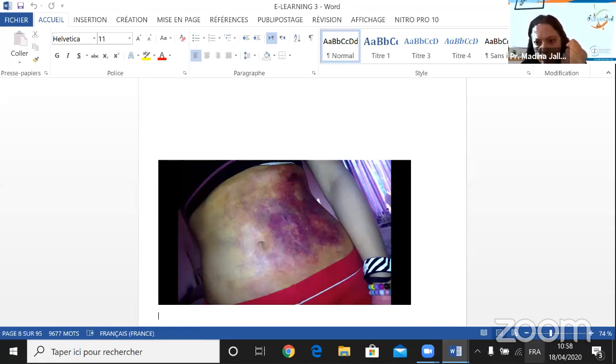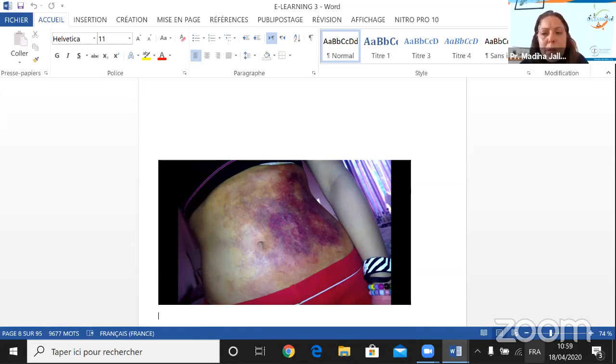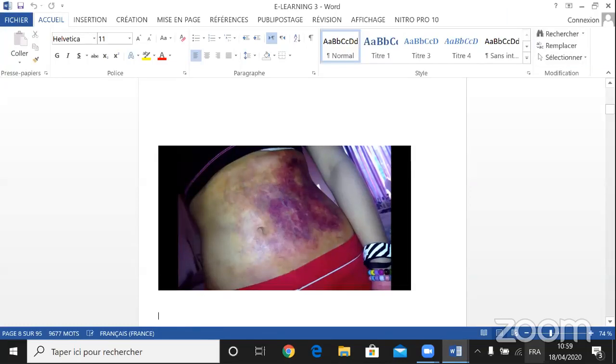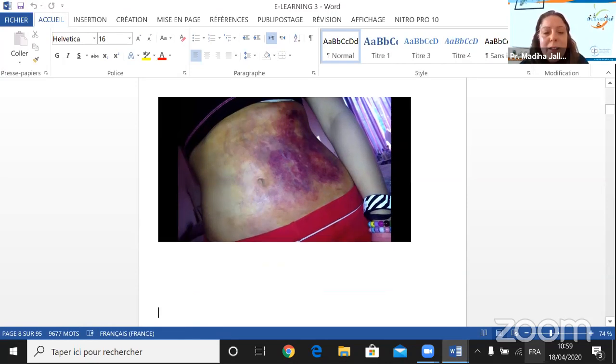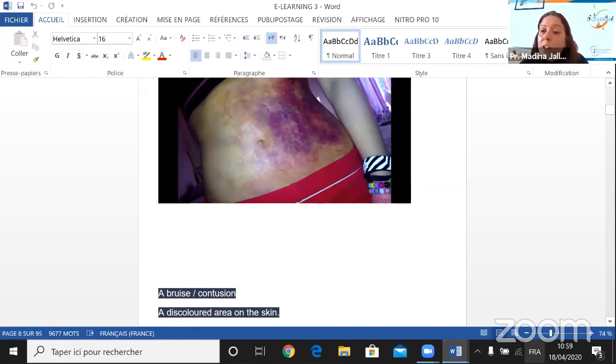A blow to the body. So here the person can be hit by a car, or hit by a chair, or, I don't know, any hard object. And as a result, the blood vessels break or tear. So what is the problem here? We described the problem, but we didn't mention its name. Starts with B. Bruise. Good. This is a bruise. Or you can use what? Contusion. I think you have the word in French.